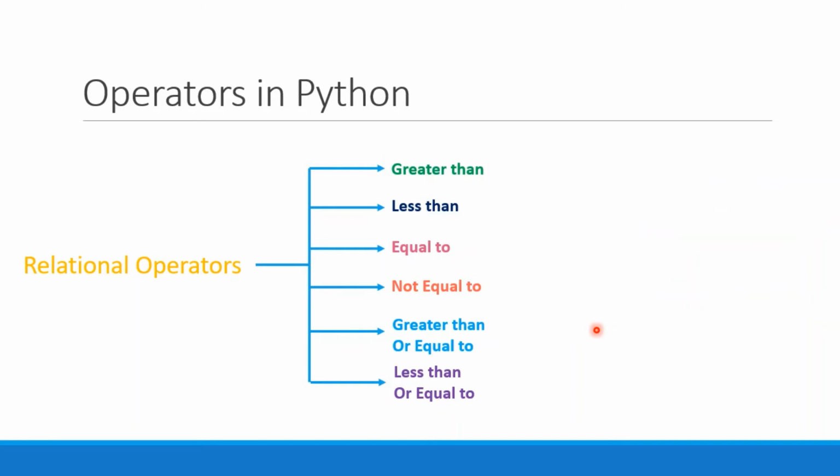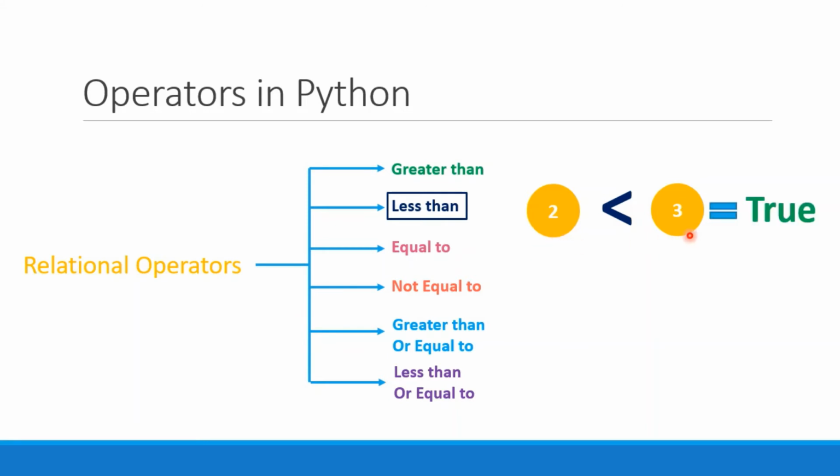Now let's see less than. What is the purpose of the less than operator? When we want to check whether the first value is less than the second value or not, we use the less than operator. For example, 2 is the first value and 3 is the second value, and I want to check if 2 is less than 3 or not, so I can use this symbol. For greater than we used one symbol, and for less than we use the opposite symbol, and it will check if 2 is less than 3 or not. Here you can see the condition is true, so it will give us the answer true.